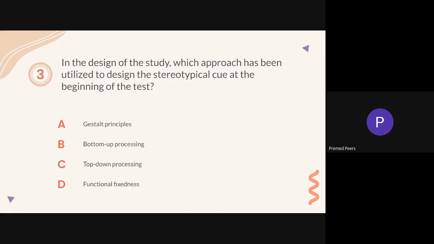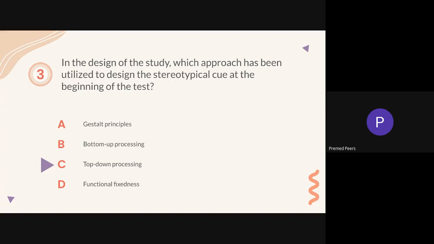Question 3, in the design of the study, which approach has been utilized to design the stereotypical cue at the beginning of the test? Correct answer is C. Top-down processing starts with the most general or broad idea and then moves towards more specific ideas. In this scenario, the most general idea would be the stereotype, that mathematical ability is based on ethnicity, which influences their understanding of the test that they took. So we use top-down processing very often. For example, if you're trying to understand something, you'll often look for answers in previous memories to help your understanding.